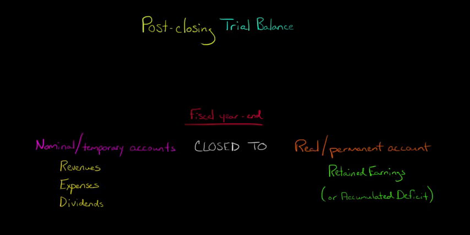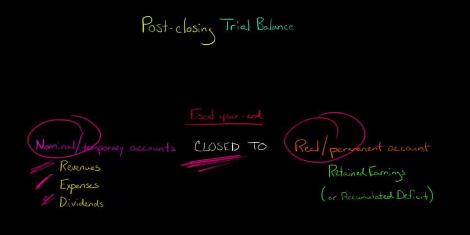In this video, I'd like to show you a post-closing trial balance. In previous videos, we talked about how accountants at the fiscal year end will close nominal accounts such as revenues and expenses and dividends. They will close these accounts out to a real account called retained earnings. And if the firm's never had any profits, then the account would be called accumulated deficit. But it's the same idea.